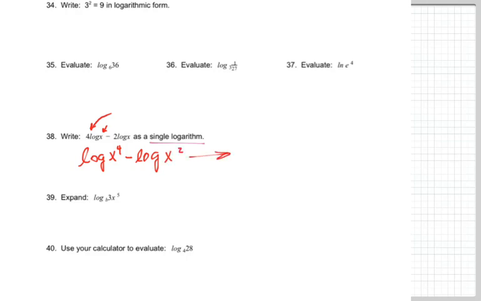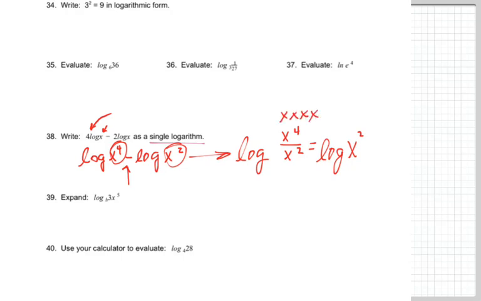Then another rule said that if you have subtraction of two logarithms, you can write that as a single log of a division problem, x to the 4th over x squared. Notice it's not two logarithms anymore, it condenses down to one, and that simplifies. You just get log x squared. You've got 4 x's on top here and 2 on the bottom, so they cancel 2, and you're just left with the x squared. It's actually the subtraction property or quotient property for exponents.